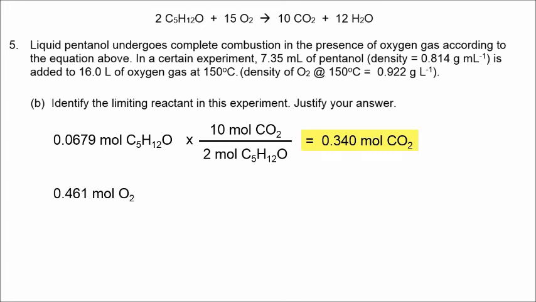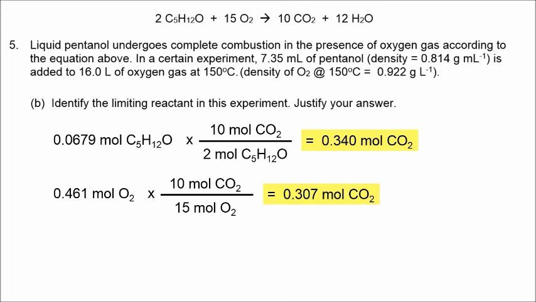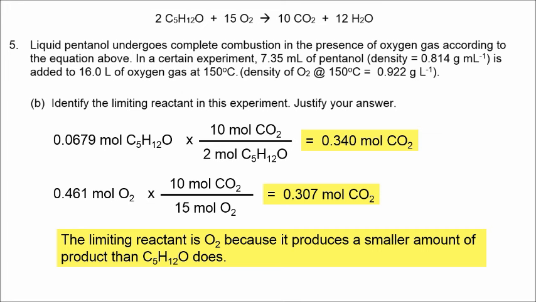I do the same thing with oxygen, but this time the ratio is 10 moles of CO2 for every 15 moles of oxygen, and I get a different number. Now because the number of moles of carbon dioxide product is smaller coming from oxygen, that is one way to prove that the limiting reactant is oxygen, because it produces a smaller amount of product than the other reactant does.